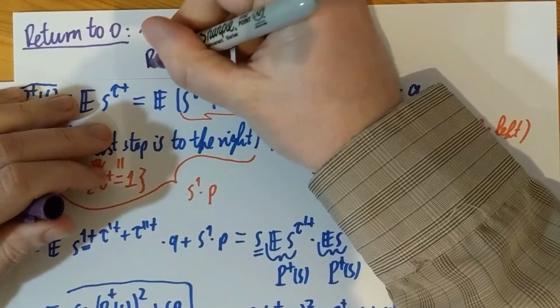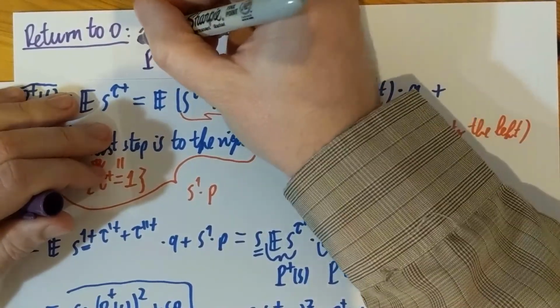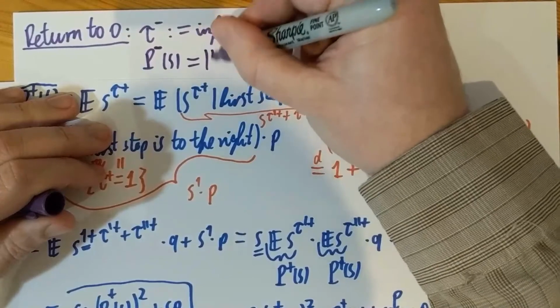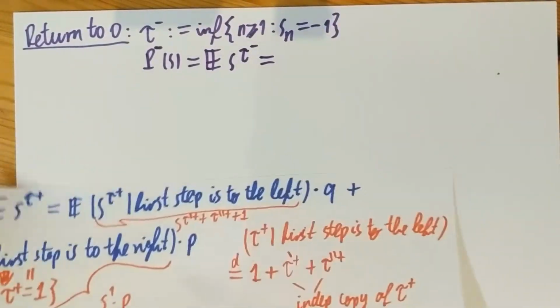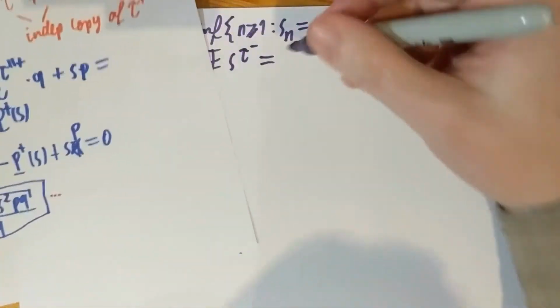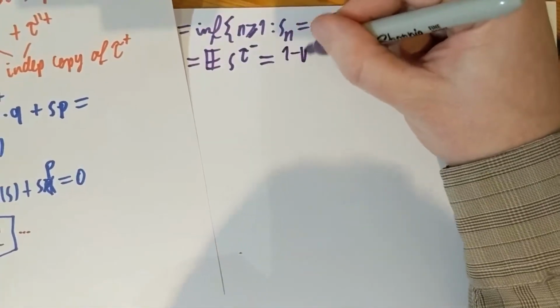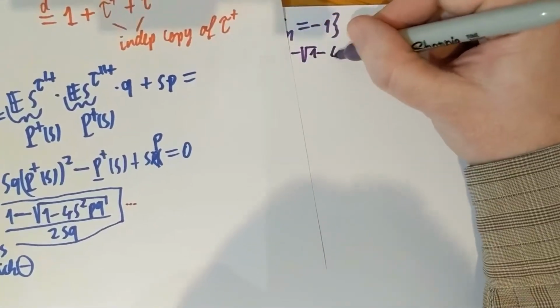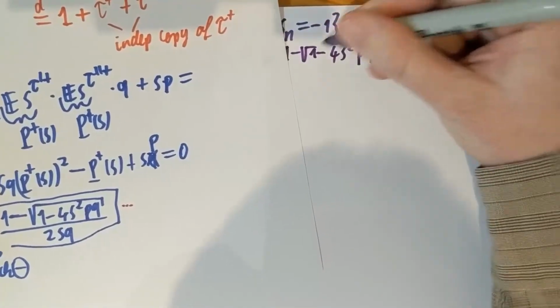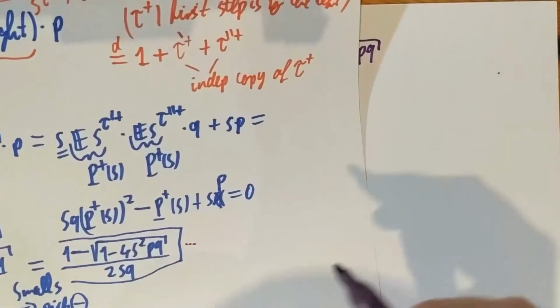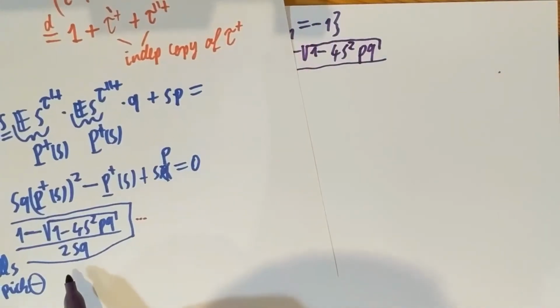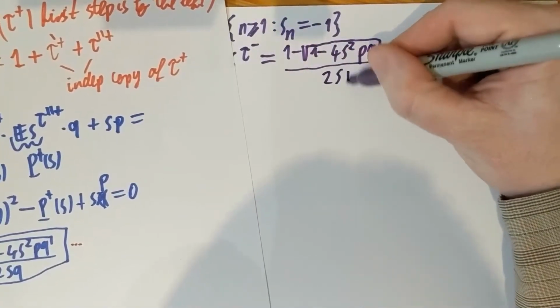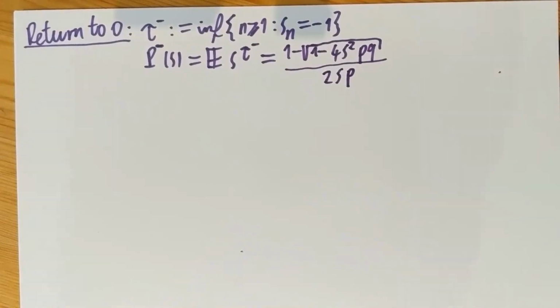So by symmetry, the generating function of this quantity, namely the expectation of s to the tau minus, is going to be this same formula: 1 minus the square root of 1 minus 4s squared pq. Notice pq is symmetric in p and q. I was just copying this part over. However, here I only had q, so now I will only have p. So that's my generating function for tau minus.